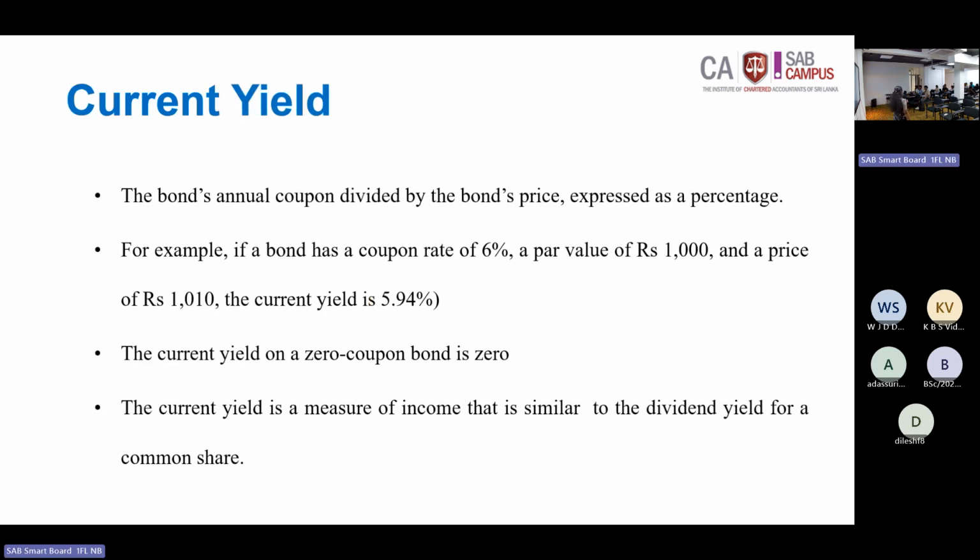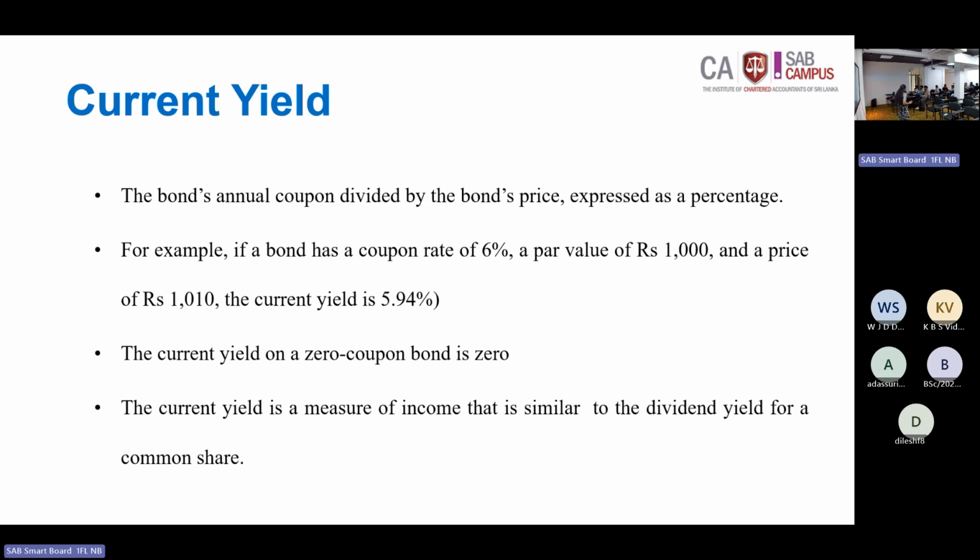How can we calculate the current yield? Now, thinking, I have invested in the bonds and I am getting the coupon. So how can I calculate the current yield? Current yield means, at present, how much return are you earning on this bond?